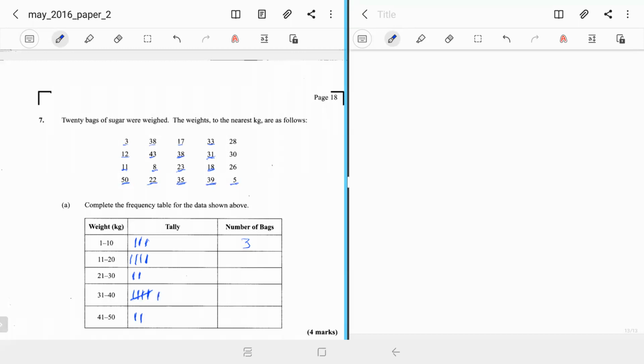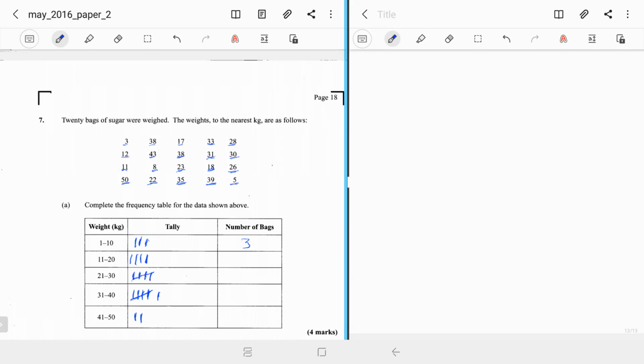So 28 is going to be right here. 30 also is going to be here. 26 is going to be the same place. So you cross it again. I already did the 5. But I agree with that. Can you understand that? Yes, sir. You can do mark by mark and just tally for each one.